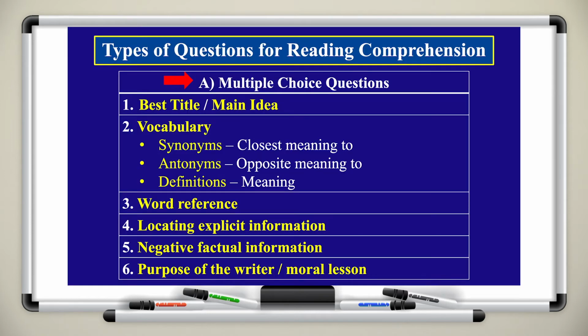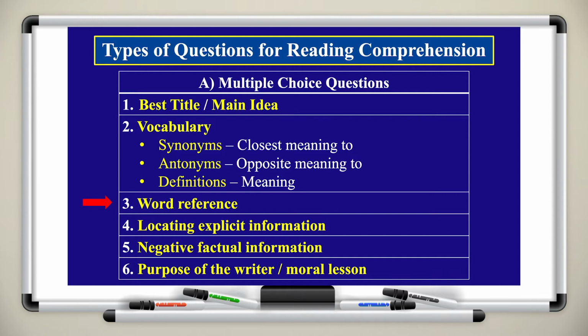Now, what do you think are the types of questions for reading comprehension? The first thing you'll be tackling will be the multiple choice questions, and they come in different forms. The first one is about the best title or the main idea. The second multiple choice question would be about vocabulary. You could be asked about synonyms, the closest meaning to a certain word, antonyms, the opposite meaning to a certain word, or definitions, the exact meaning of a specific word.